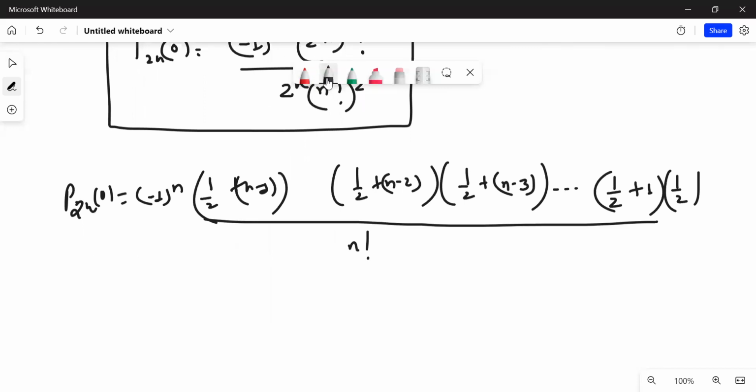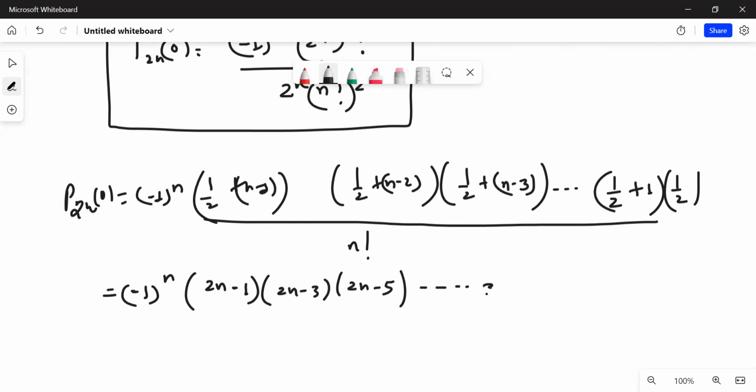So if you solve this properly, what will come? -1 to the power n will come. This will be 2n minus 1, look carefully, 2n minus 2 plus 1, this will be 2n minus 3, then there will be 2n minus 5, and so on, this will be 3 and then 1, divided by all these 2's. If you take 2 to the power n as a factor, here there is 2, here there is 2, here there is 2. If you take the LCM, the LCM of all of them will be 2.